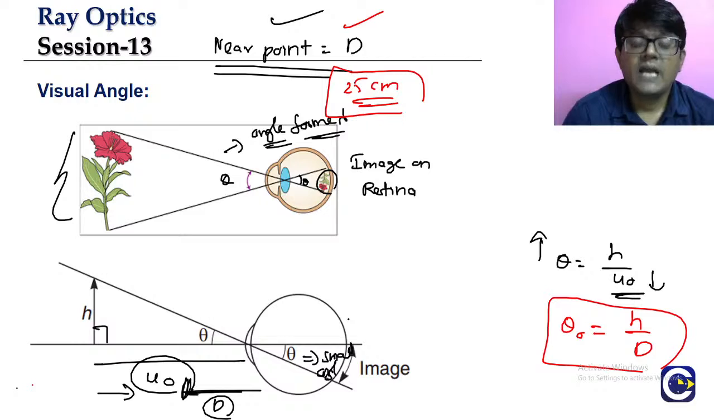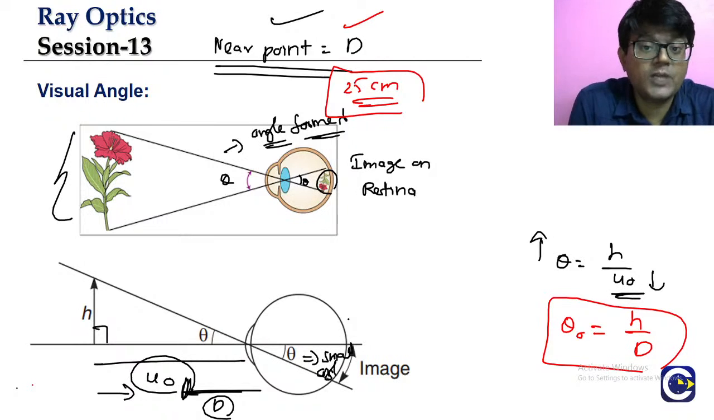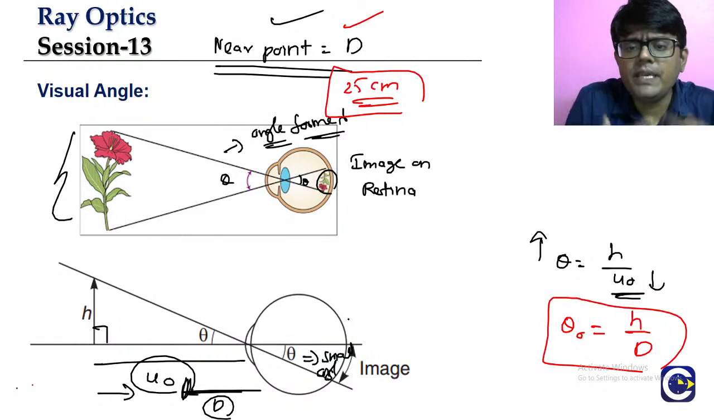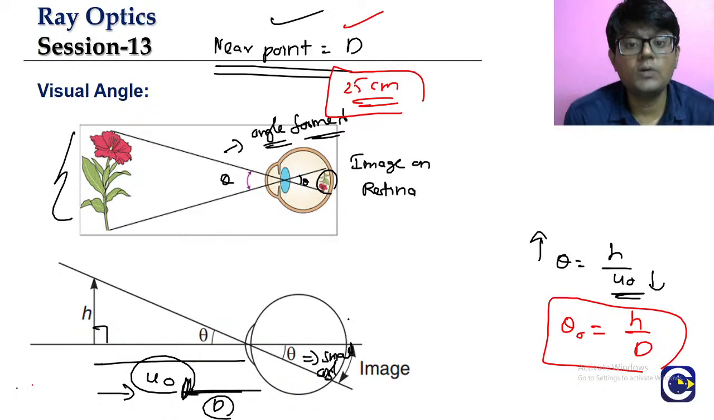Now whenever we say we are using an optical instrument, what is the purpose? It should be giving a larger view. That's what we are saying, right? Larger view means we are talking in terms of the visual angle. So the optical instrument should do something, some phenomena, so that it will be able to create a visual angle which is more than theta naught. That's the whole purpose, right?